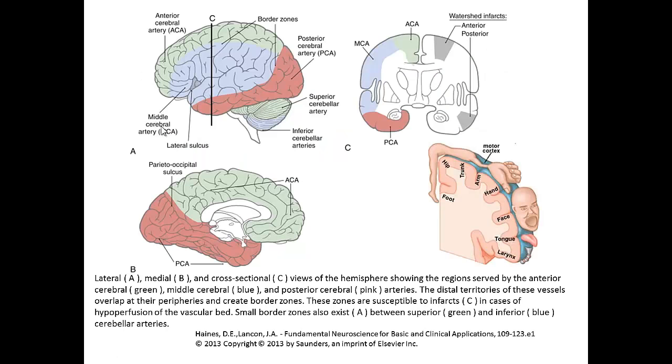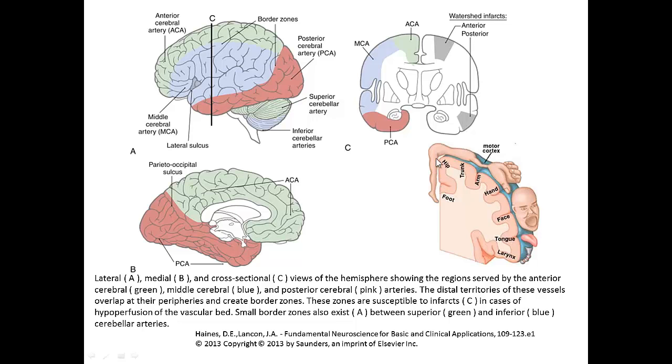So this picture just shows you the different parts of the brain and the different arteries that serve each part of the brain. So when I examine a patient and see their neurological deficiencies, I will know where in the brain that problem is developing. Now, I am not going to ask you to memorize this. This is basically an introduction.